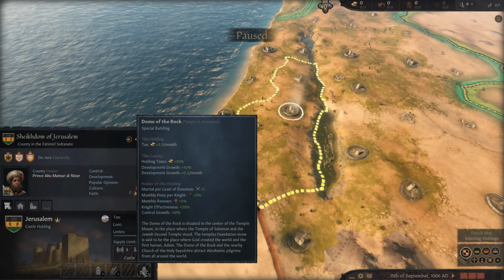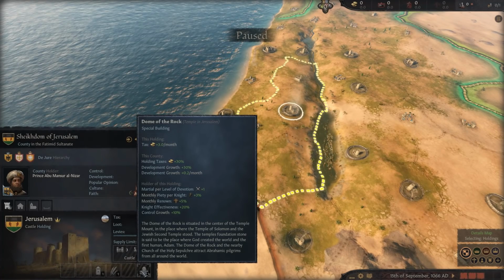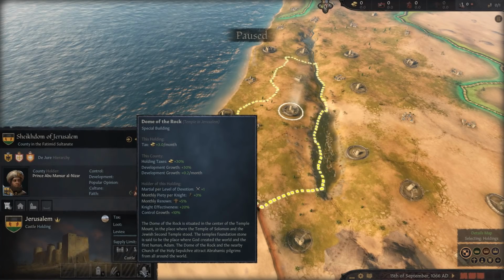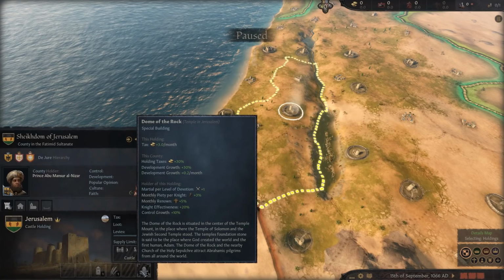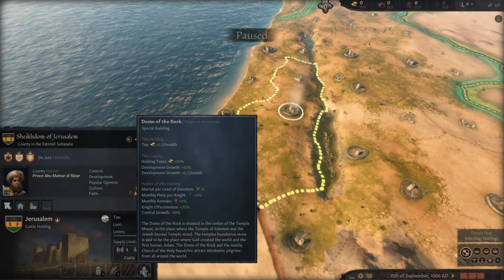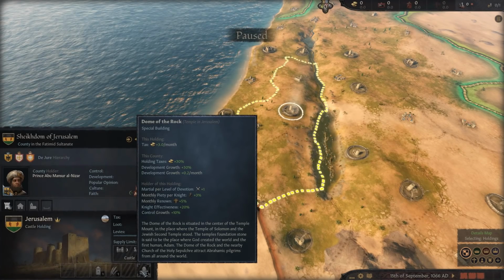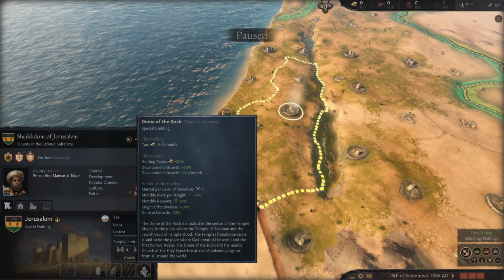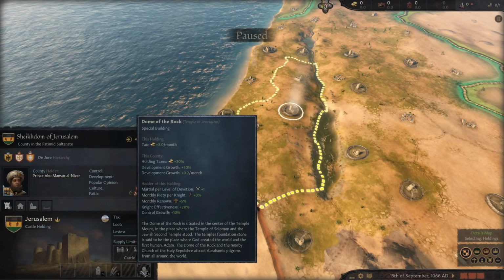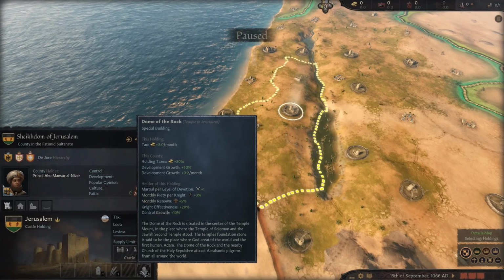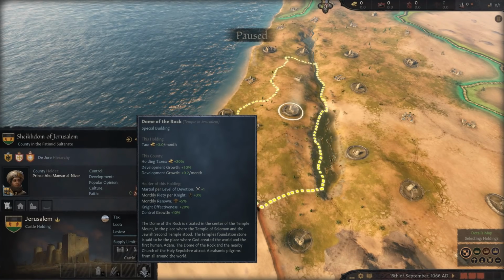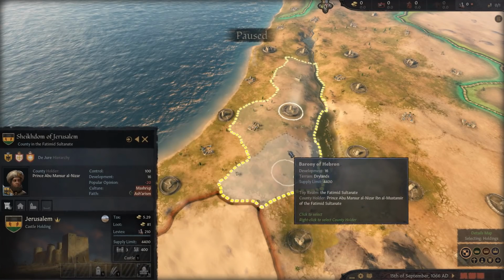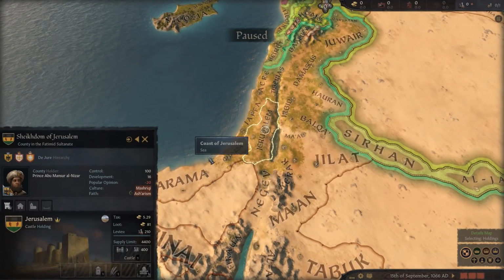So what does this give you? The holding itself gives you a +3 tax per month. Then county-wide, the taxes go +30%, development growth +30%, and +0.2 per month. And realm-wise, martial per level of devotion of +1, piety per knight +3%, monthly renown +5%, knight effectiveness +20%, and control growth +10%. So again, this will be one of the main areas of any crusade.